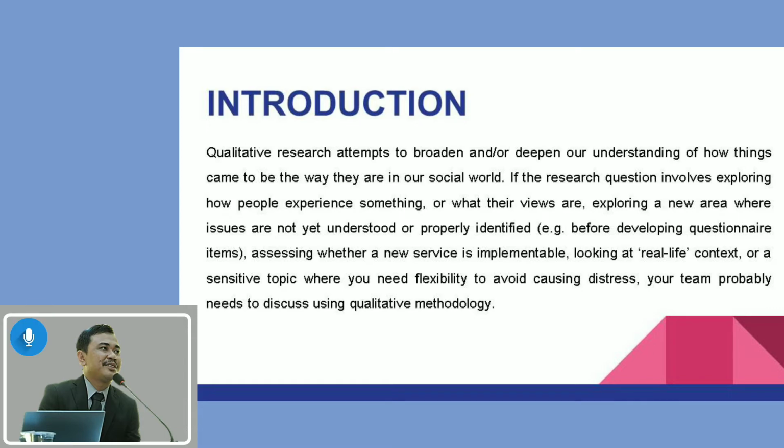Commonly, you try to understand how things came to be the way they are in our social world. It means so many things happen around us, and then we try to seek the best way to understand the event or the phenomenon or phenomena surrounding us in our social context. So if the research question involves exploring how people experience something or their perspectives or their views about something, exploring a new area where issues are not yet understood or properly identified. For example, you try to develop a set of questionnaire, try to dig up or explore about the perspective.